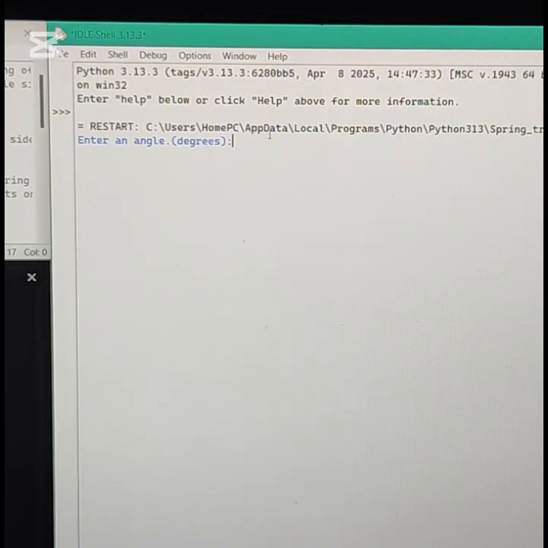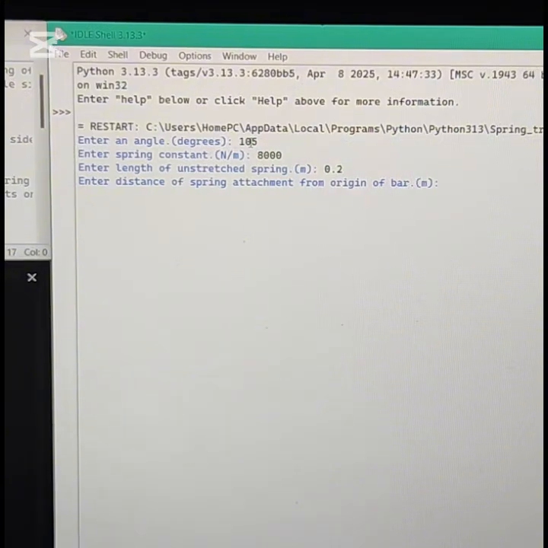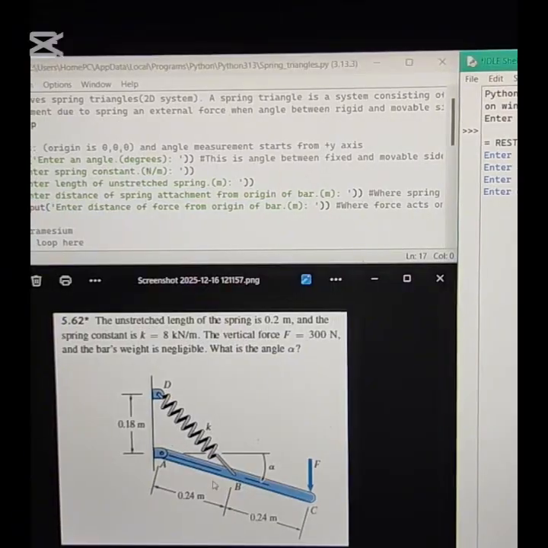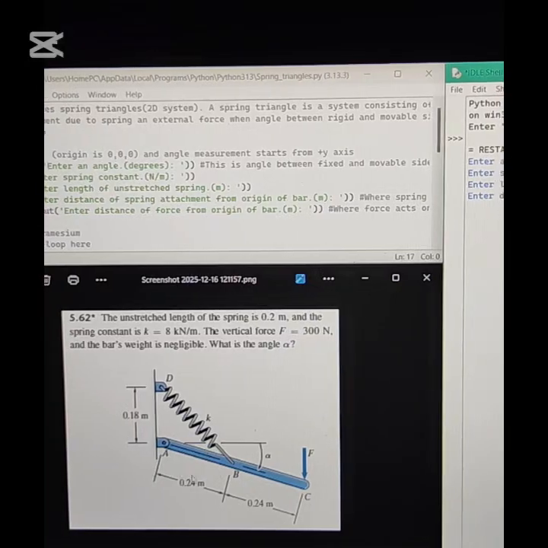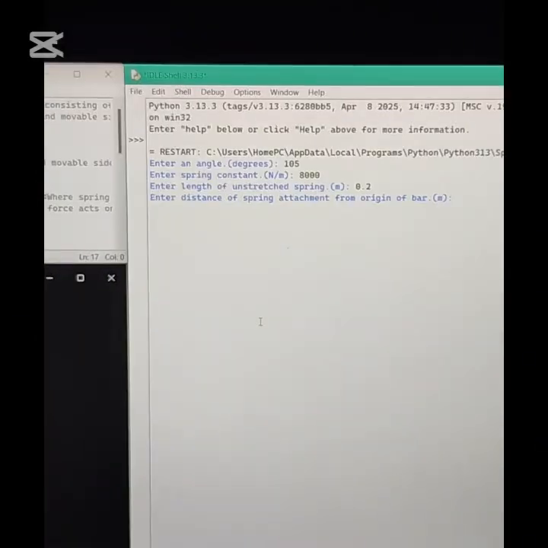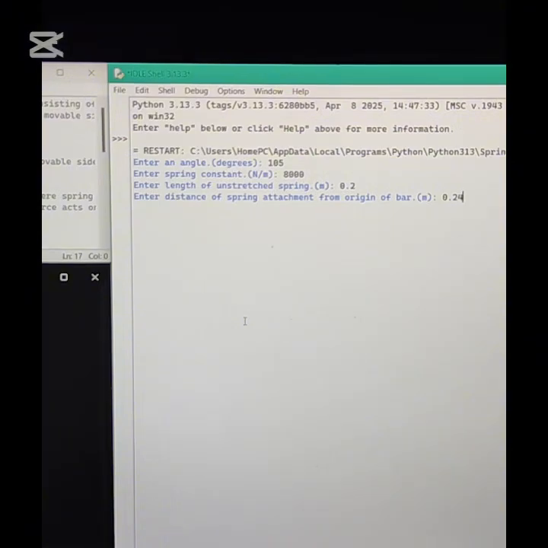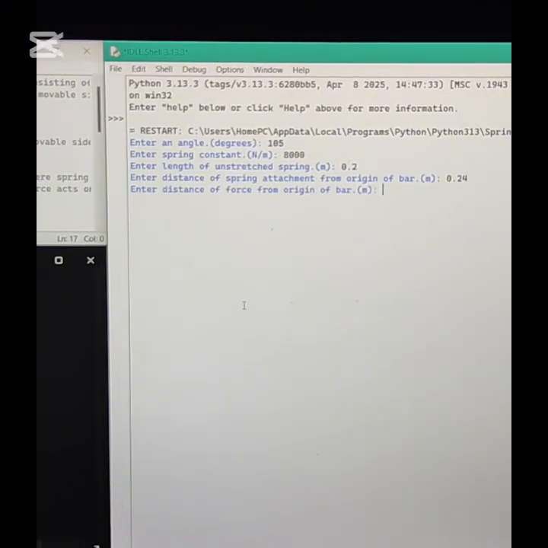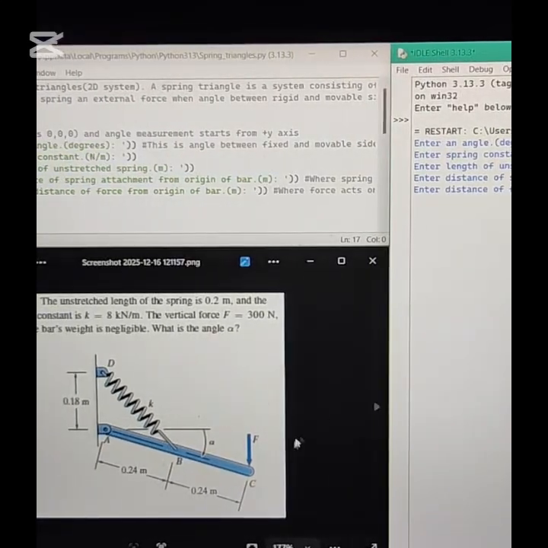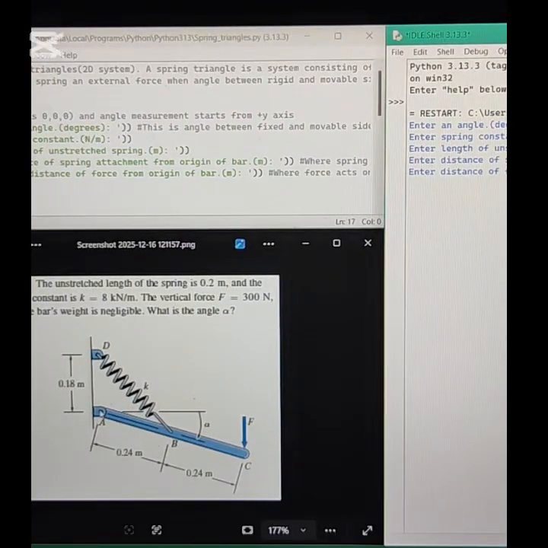I'll enter a random angle. I've done this before, so just for demonstration, 105 degrees. Spring constant 8,000, 8 kilonewtons per meter, and length of one straight spring 0.2 meters, and the distance of spring attachment to the pivot is this, not the distance of the hole but just where the spring attaches, 0.24.